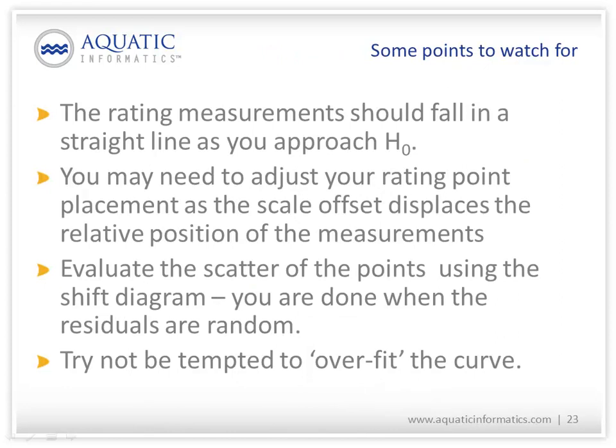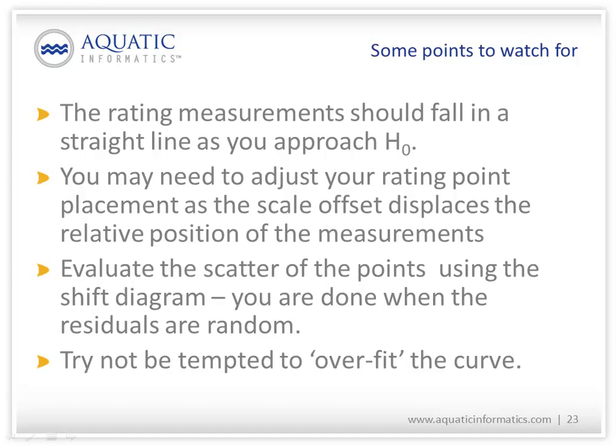A few things to watch out for when you're using the scale offset graphical method for determining what your rating curve offset should be. Obviously, you're trying to get your rating measurements to fall in a straight line as you approach the correct value for the rating offset. You may need to adjust your rating point placement on the chart as the scale offset displaces the relative position of the measurements, particularly if you're experimentally working through a large range of possible values.